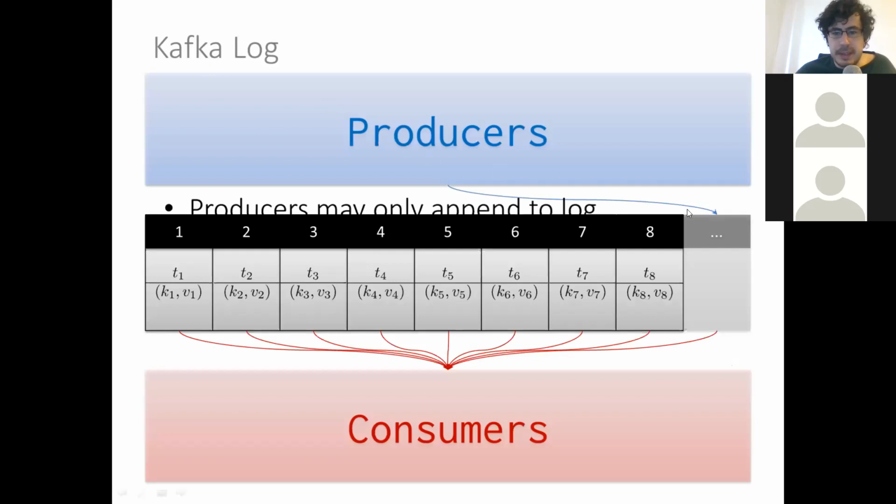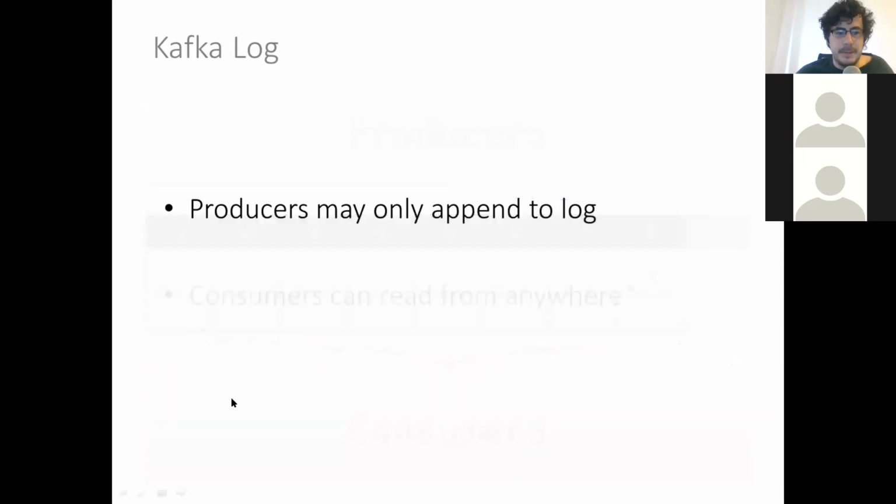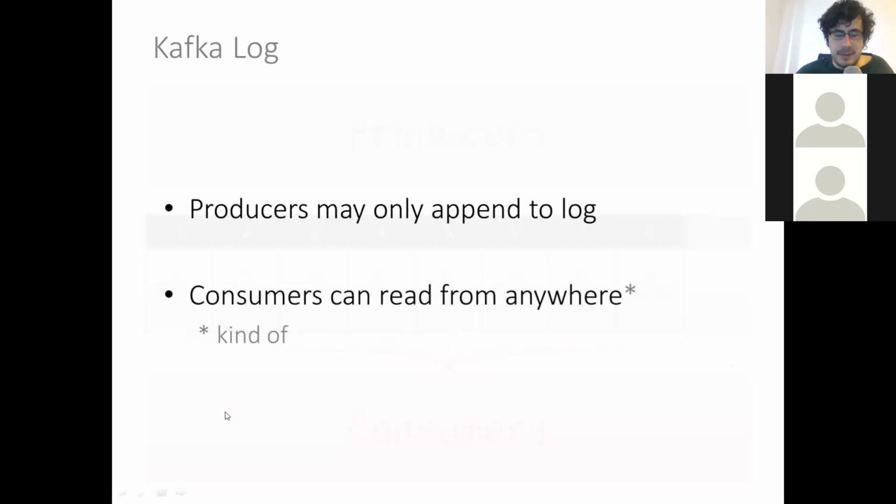So producers can only append. All of these records here are immutable. They can't be changed once they're committed to Kafka. The consumers in general will read in the same order, but they can potentially replay or read things in a different order if they need to, depending on certain configurations that we'll see.